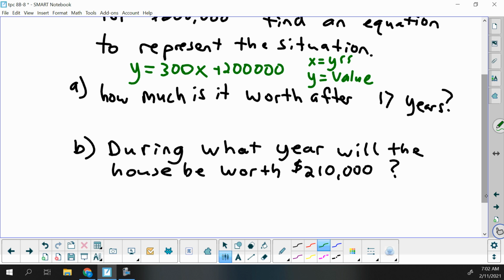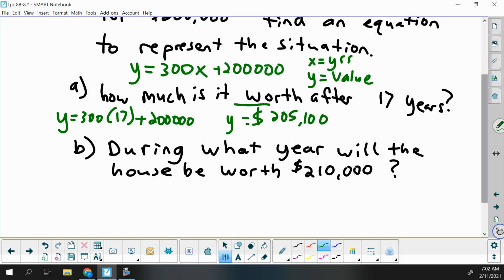So we're going to have you pause the video and do part A. So how much is it worth after 17 years? So go ahead, pause the video. After you've got that answer, hit play and a box will come up for you to put in your answer. So we should have put 17 in for x, and that would have given us $205,100. And your dollars is your label.